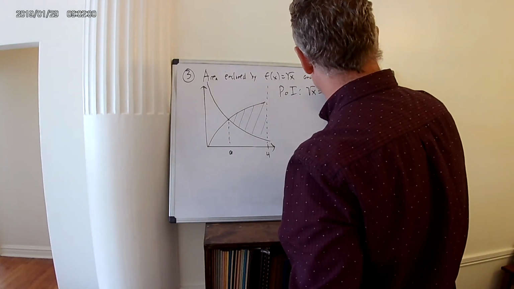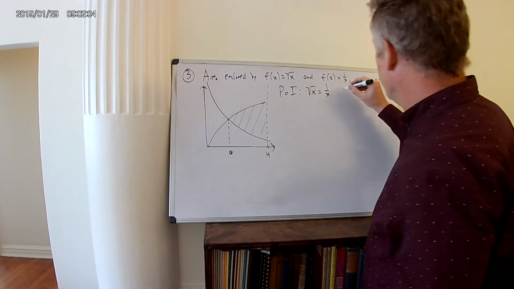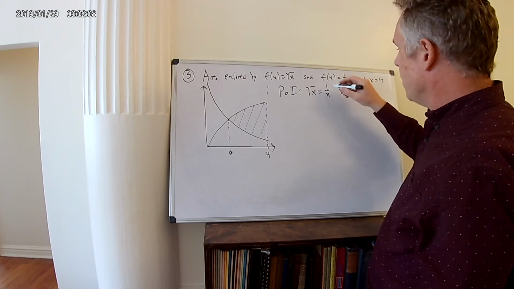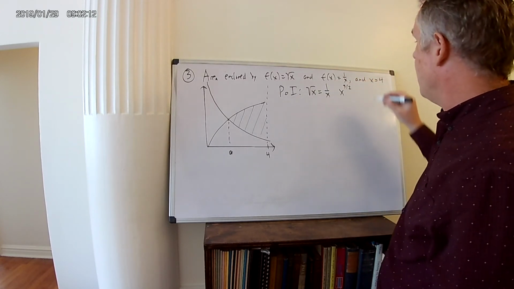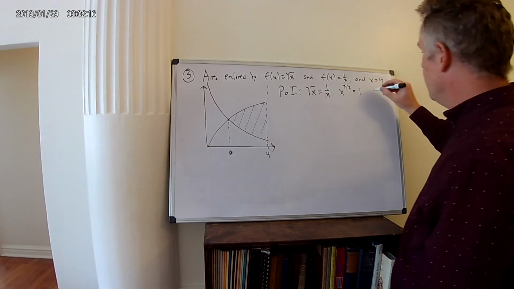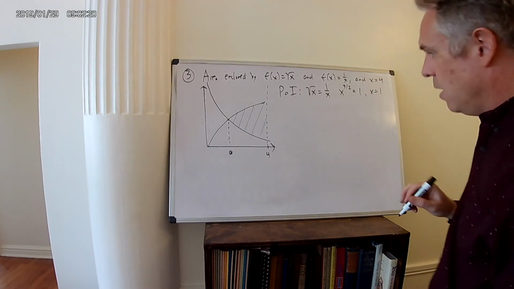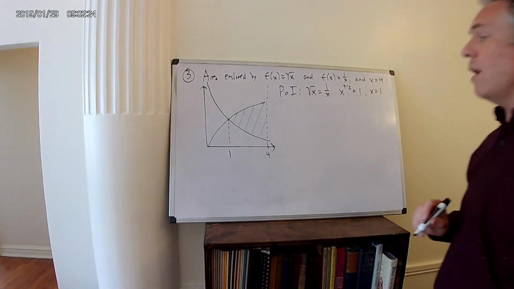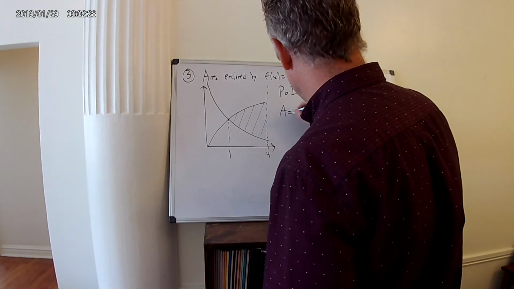So we set square root of x equal to 1 over x. If we multiply both sides by x, we get x to the 3 halves, because x divided by x is 1, and x times x to the 1 half is x to the 3 halves. So we get x to the 3 halves equals 1. This only occurs where x equals 1. So now I know my point A here is 1, and I know my limits of integration, and I can calculate the area enclosed by these curves.